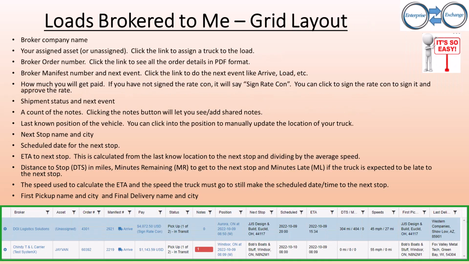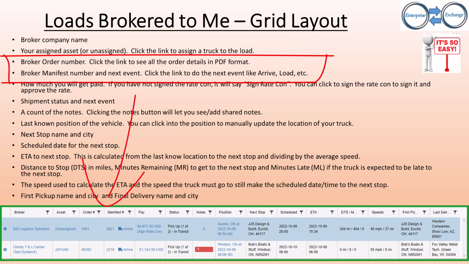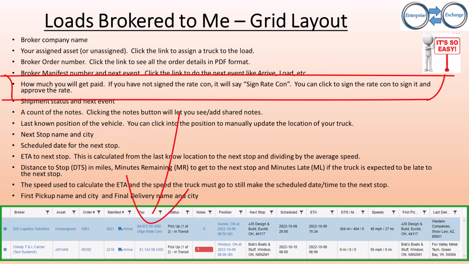The grid provides you with access to all the information you need to execute the load. You have the broker name, your assigned asset, and if it's not assigned, it'll say unassigned. You can just click the link to assign a truck to the load. You'll have the broker order number and the manifest number, and you can click into these to see more details. You can see how much you're going to get paid. If you've signed the rate con, it'll just show you the amount. If you haven't signed the rate con, you can click Sign Rate Con to sign the rate con.